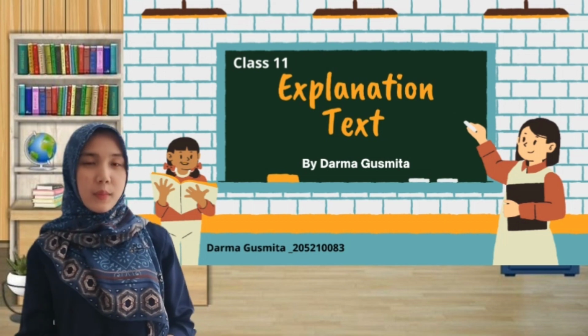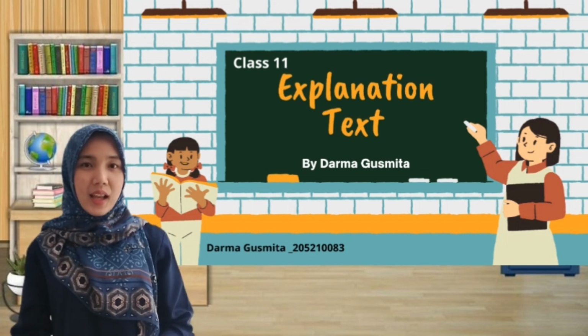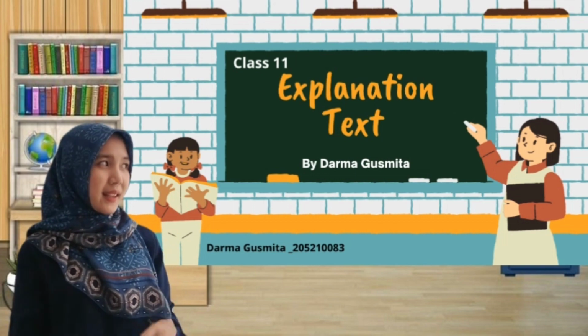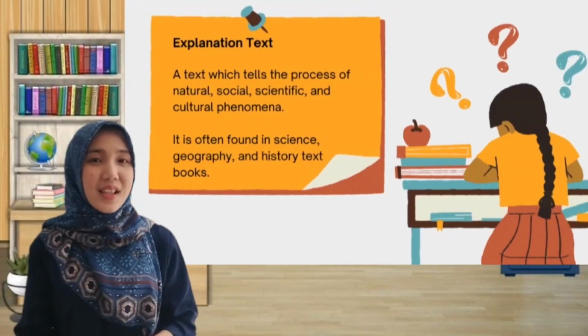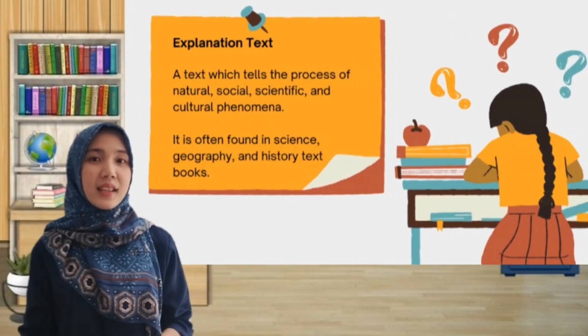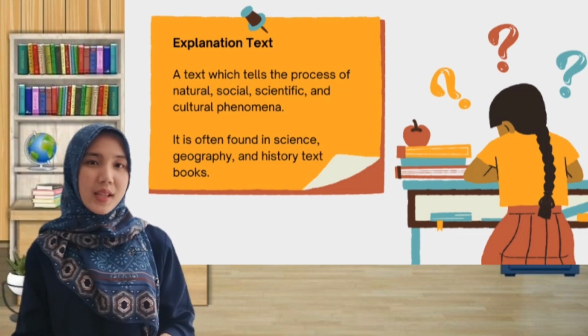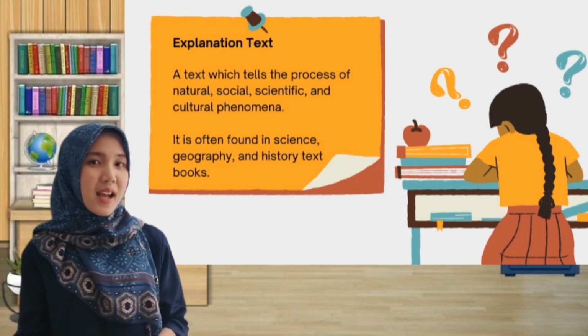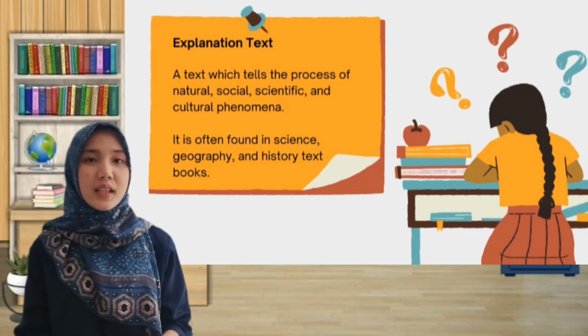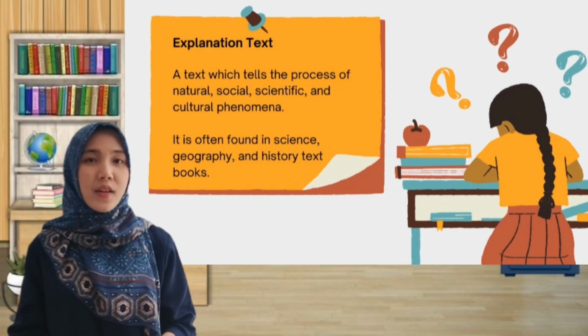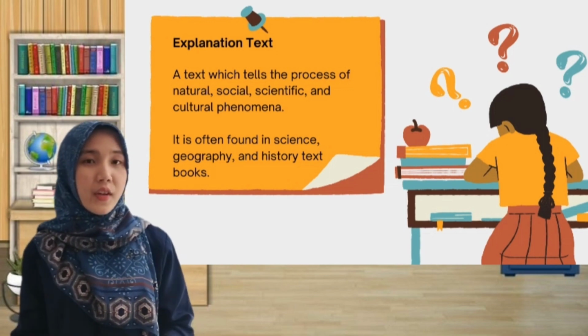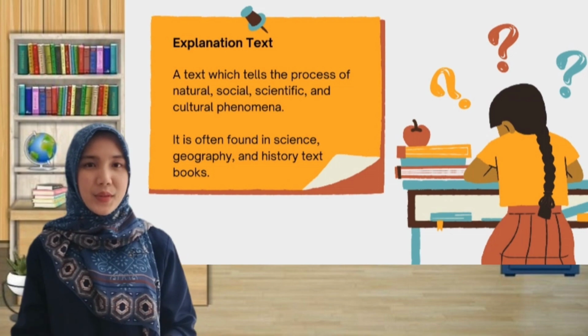Now we will learn about the explanation text. What is explanation text? The explanation text is a text which tells the process of natural, social, scientific, and cultural phenomena. It is often found in science, geography, and history textbooks.